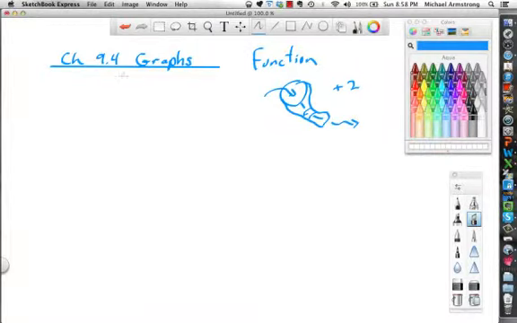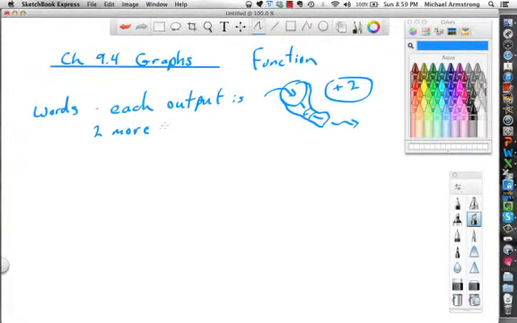And representing a function can be done in several ways. The first way is with words. For instance, you might say each output is 2 more than the input. That's words. Each output is 2 more than the input. We have the output, and we have the input, which is what goes in.